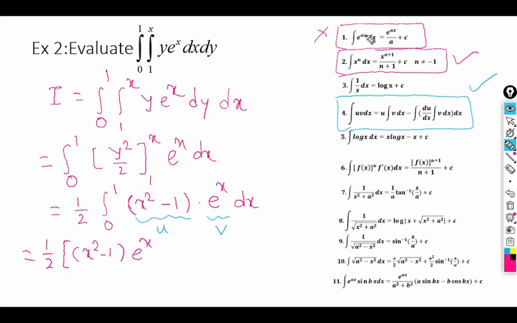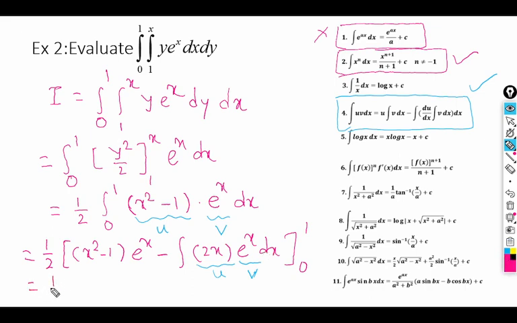Indirectly we use the first formula. Minus the integration of the derivative of the first, the derivative of x square minus 1, that is 2x, and the integral of the second, e raised to x dx. So this is the integral that we have done. But the integral is still not completed, because here again we have to apply by parts. This one is u and this one is v. So one more integration by parts we have to apply.